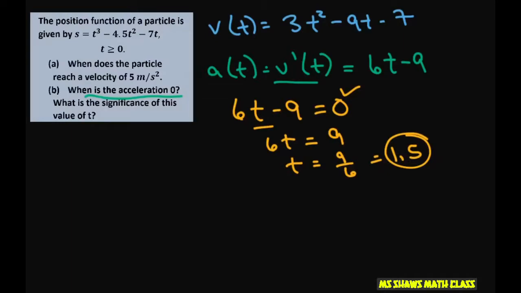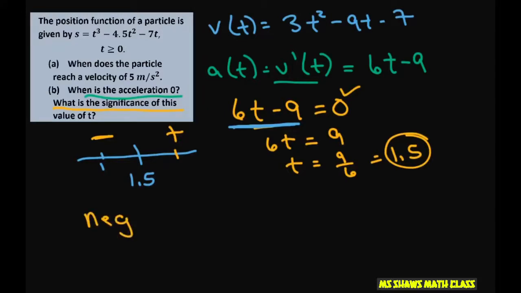Now, what is the significance of this t? We're talking about acceleration. I'm going to do a little sign diagram and put 1.5. If I input 1 into this equation, I get negative. If I input something greater than 1.5, say 2, and plug it into this equation, I get positive. So we're going from negative to positive, and this is 0 here. So that's stationary there.